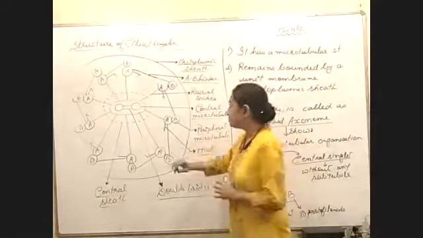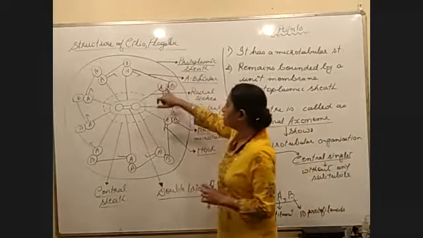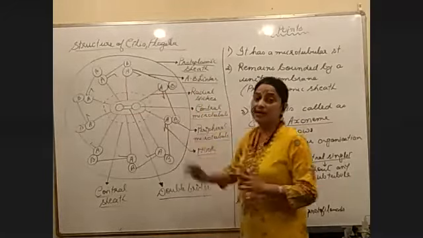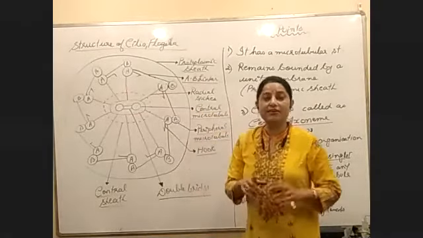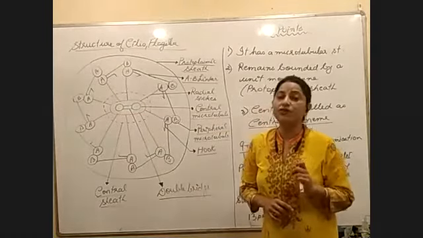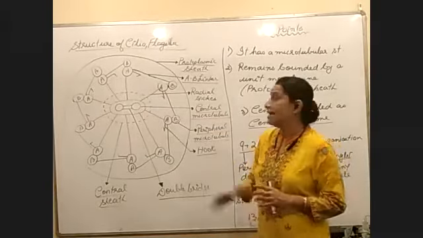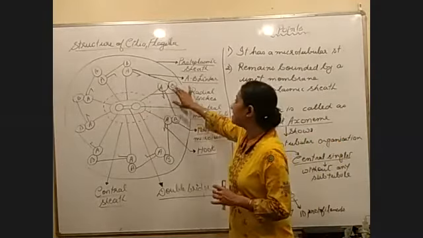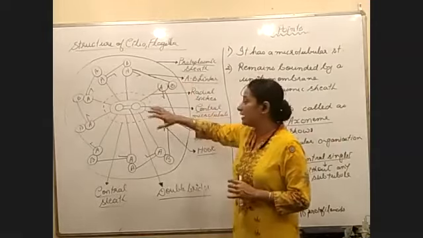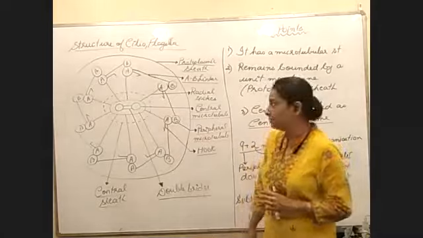So the structure is something like this. You see 9 peripheral microtubules, and these microtubules will have subtubules. Just compare this diagram with the structure of the centriole. In case of centriole also, we have drawn 9 peripheral microtubules, right? But there we had three subunits or subtubules, but in this case we see just 2 subtubules, that is A and B, right?